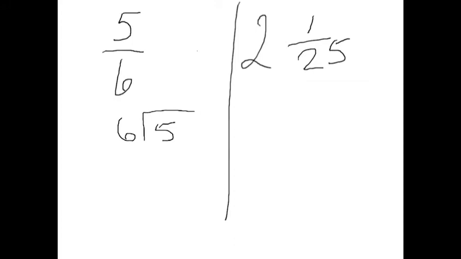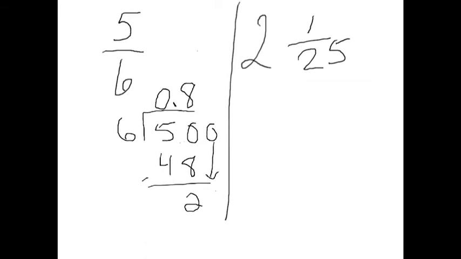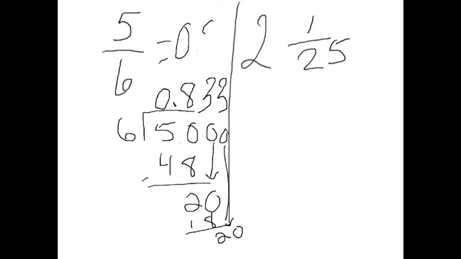Well, 6 doesn't go into 5, so you put a 0, and then a decimal point and another 0, so 6 goes into 50 8 times. You're left with 2. You bring down the 0, and 6 goes into 20 3 times, and 2 left over. And then once you have that 2 and you bring down the 0, you recognize that you're going to have another 3, and 6 times 3 is 18, and that means that the 3 is going to repeat. So 5/6 is the same as 0.83 repeating. So we can't forget that repeating bar.